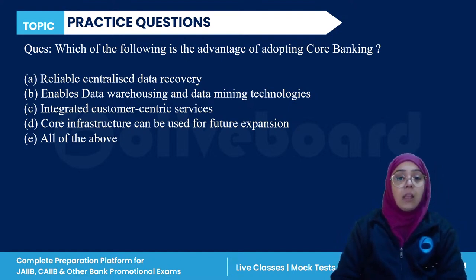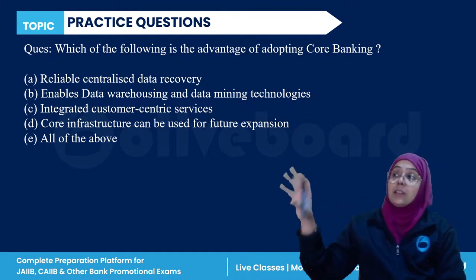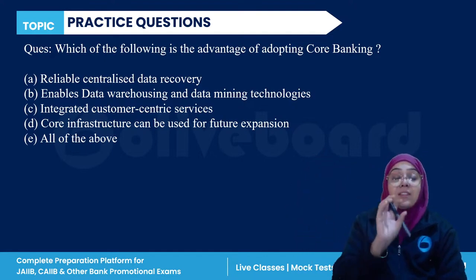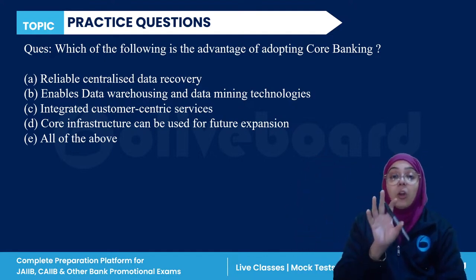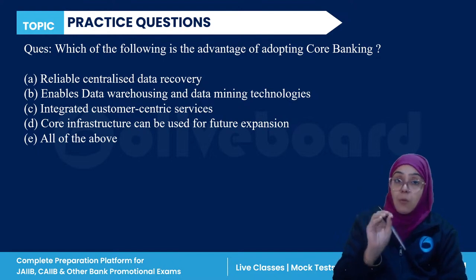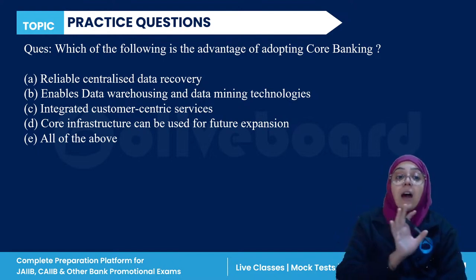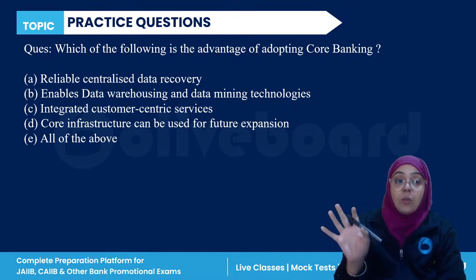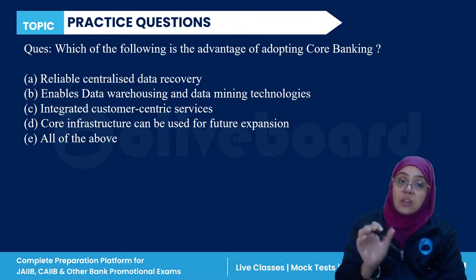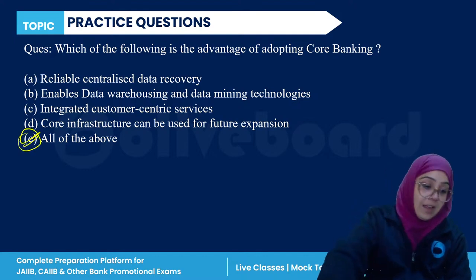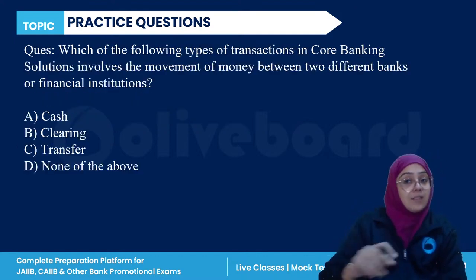Everyone, if we talk about core banking, first we have centralized data recovery. Yes, because in core banking, all the networks and all the branches are connected to a main center branch, right? That is what core banking means. So they provide centralized data recovery, they help in data warehousing, customer centric services, and they help in future expansion. Everything is correct. So E, all of the above, is the correct answer here.